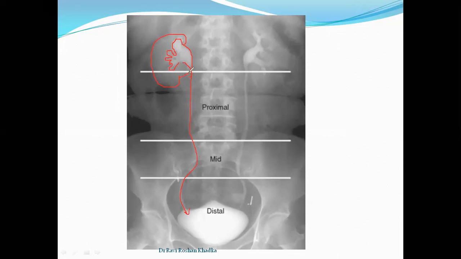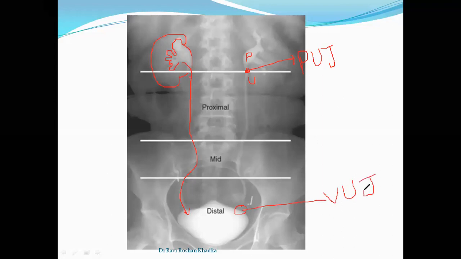This is the pelvis of the kidney, and this is the ureter. The junction between the pelvis and the ureter is known as the pelvic ureteric junction. This is the beginning point of the ureter. The junction at the bladder is known as the vesico-ureteric junction, VUJ. On average in an adult, the ureter is around 25 centimeters long.